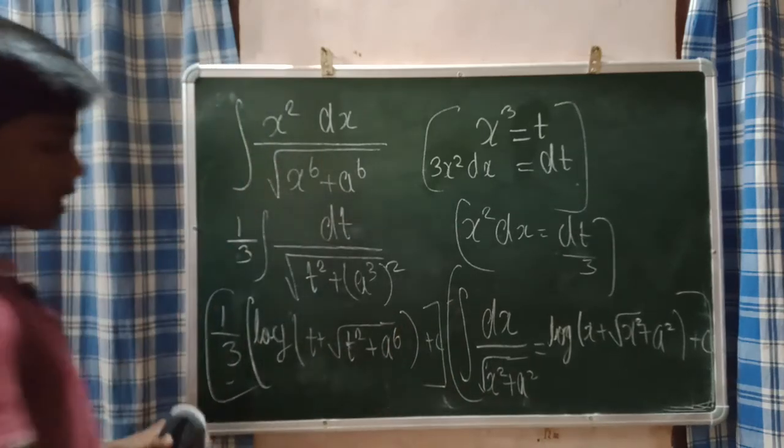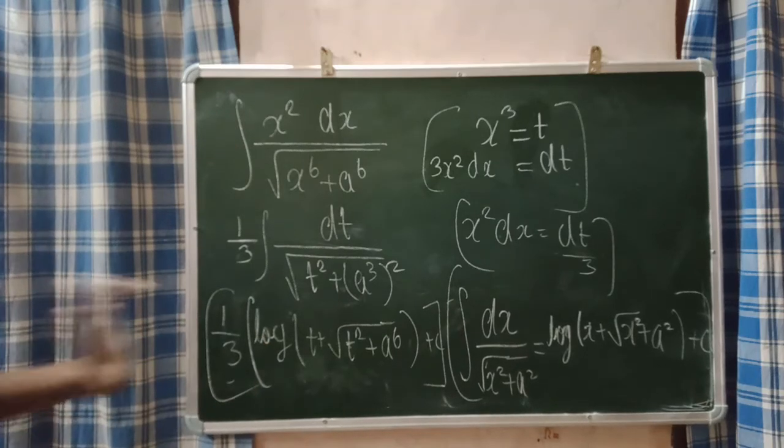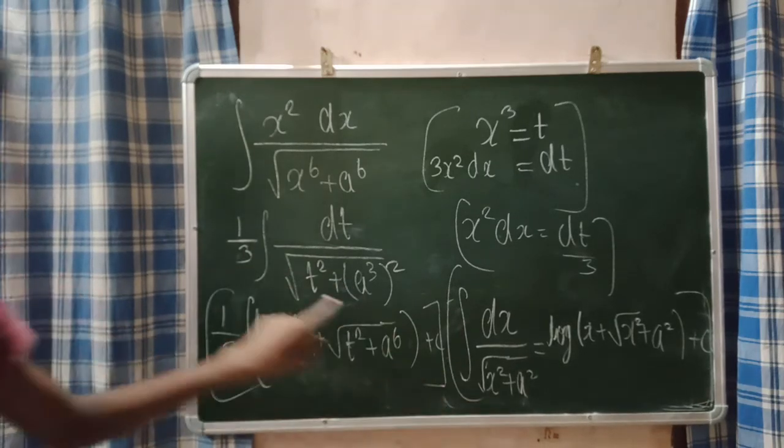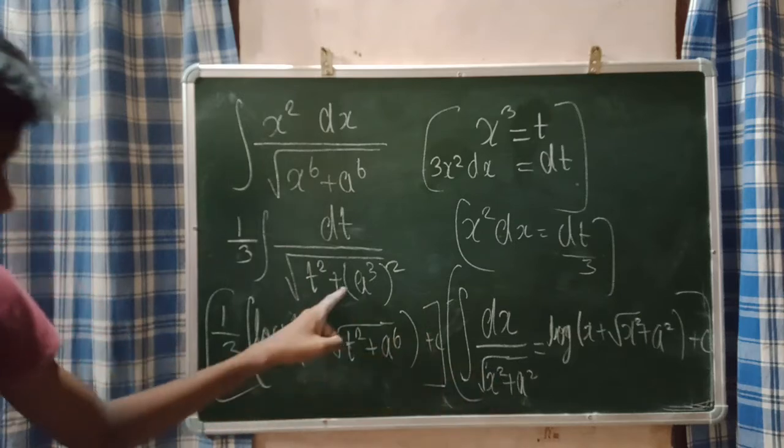It is not the answer yet. Now we need to put the value of t. So basically here in this integral your x square is t square and your a square is a cube whole square.